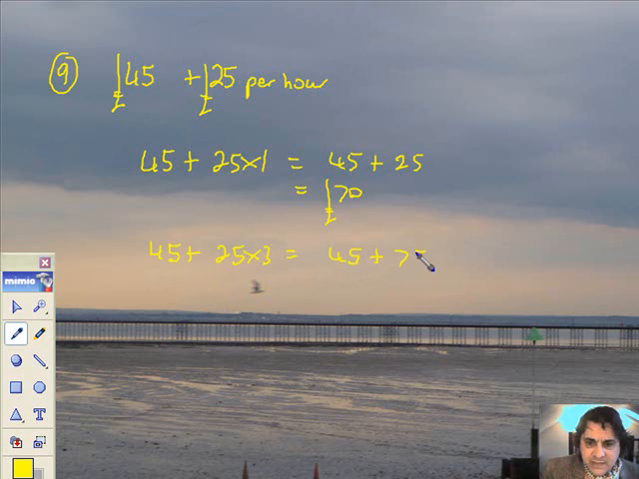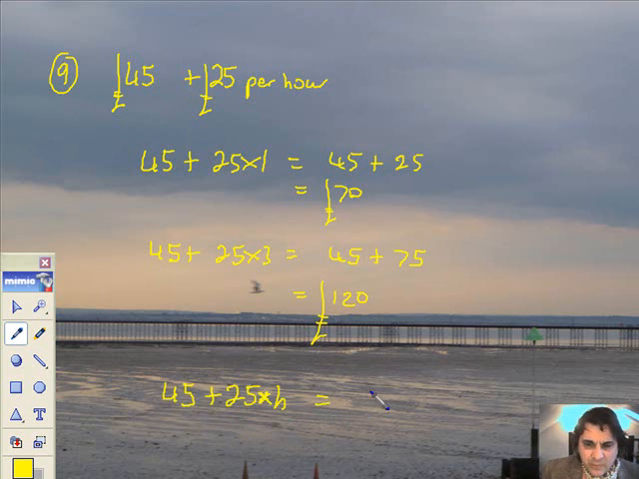45 plus 75, altogether 100, what have I got here? 50, 120 pounds for that job. That's that one. And question E, this is question 9E, says, what about H hours? Very simple. You take £45 to come to your door, plus £25 times whatever H is for the number of hours you spent doing your stuff.